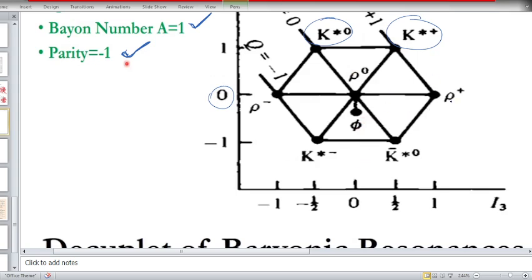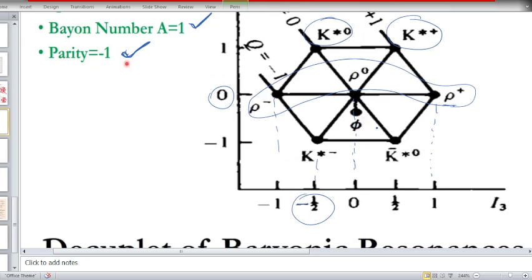If you consider rho plus, this is a triplet, the rho, which is a resonance particle. For rho plus, the I3 value is 1. For rho 0 and phi, the I3 value is 0. For rho minus, the I3 value is minus 1. And for K minus star, you have minus half. All those things are shown here.